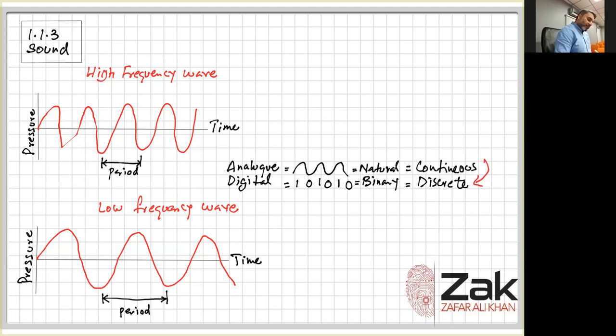This conversion is called digitization, and it is done using an analog to digital converter. In our case here, to convert sound from analog form to digital form, hum isko kehte hain, this is sound card. Get it? Sound card. Jo hum computer mein lagate hain.